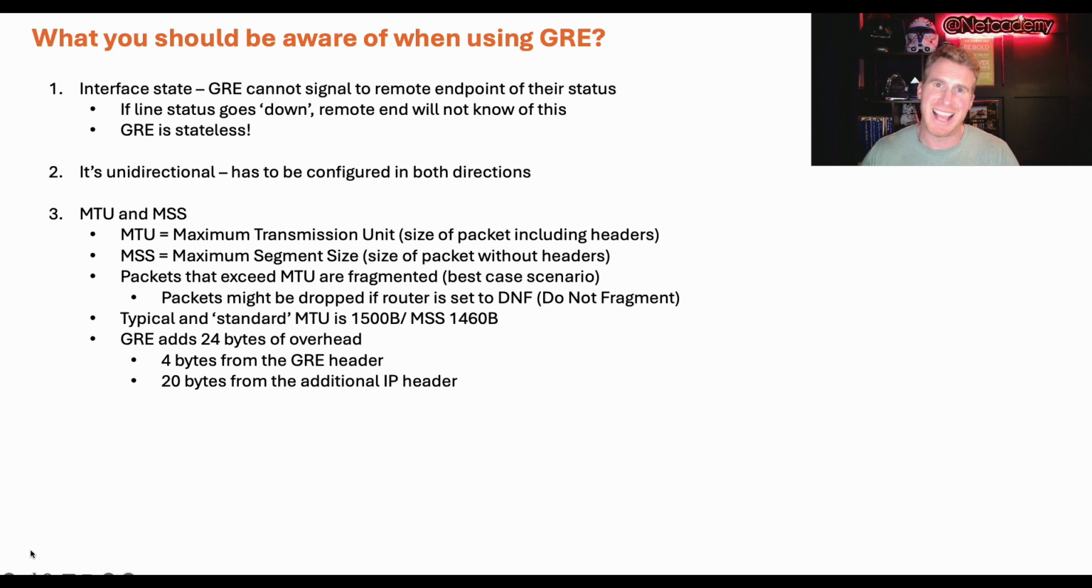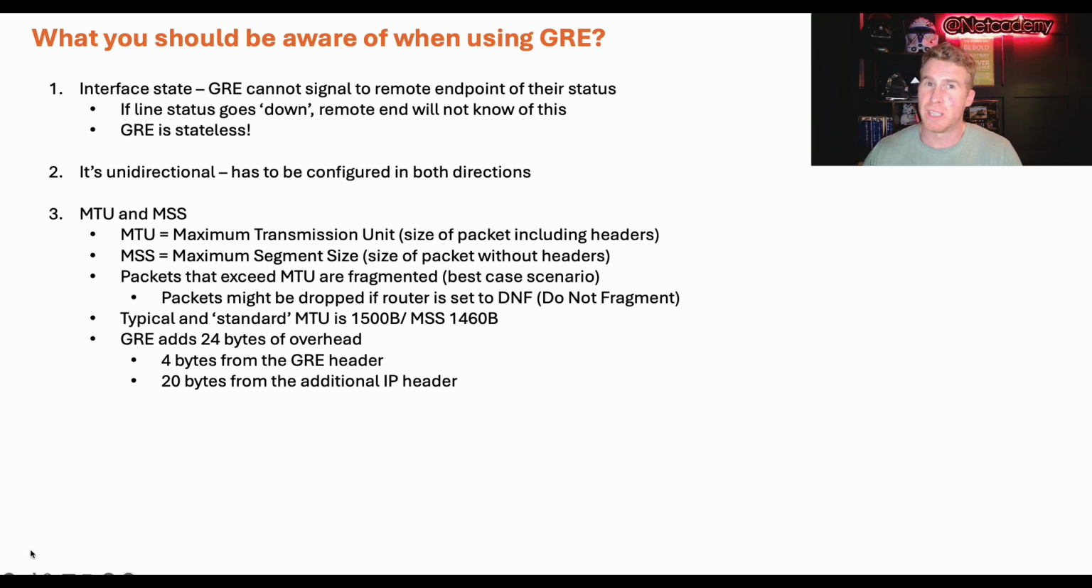Now, GRE adds two overheads, two parts of this overall header. You've got 4 bytes for the GRE header, as I showed on the last slide. That is 4 bytes where you've got the key and the checksum and maybe some flags. But then you've also got 20 bytes for the outer IP. So that's 24 bytes in total. Now this is important because if you don't take the MTU and the MSS into account, then you can suddenly get packets coming through which are too big for the MTU that's been configured.